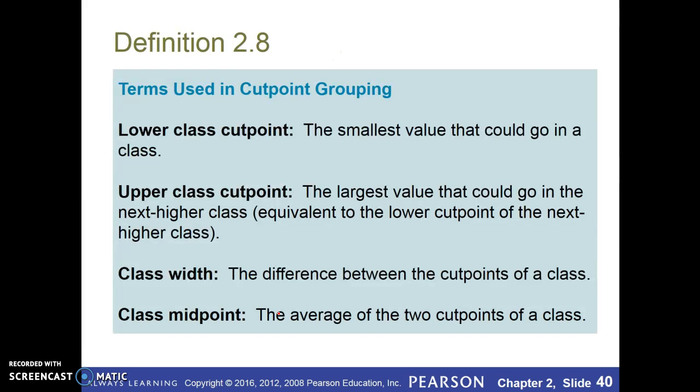All right, terms when we talk about cut point grouping, kind of like our limit grouping, there's a lower class cut point and an upper class cut point. That's like the lowest number in a group and the highest number in a group. The class width is just like the width in limit grouping, and then the class midpoint would be the average of the lower and the upper class cut points.